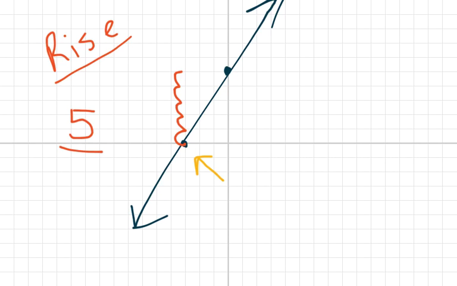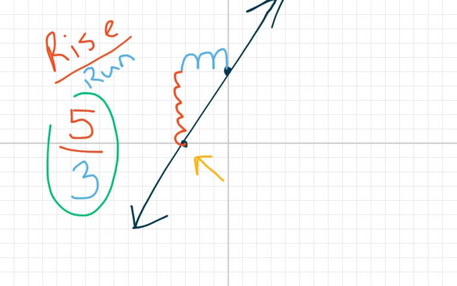Now we're going to place this over the run, right? How far left or right we move. From this point, we have to say how many do we jump to the right? 1, 2, 3. And because we move 3 to the right, it's positive 3. So the slope here, as a ratio, comparing rise to run, would be 5/3.